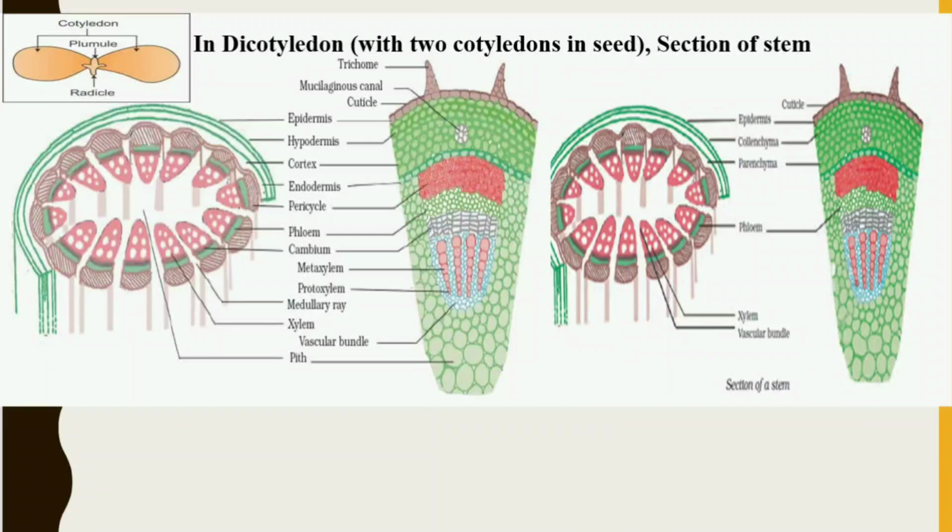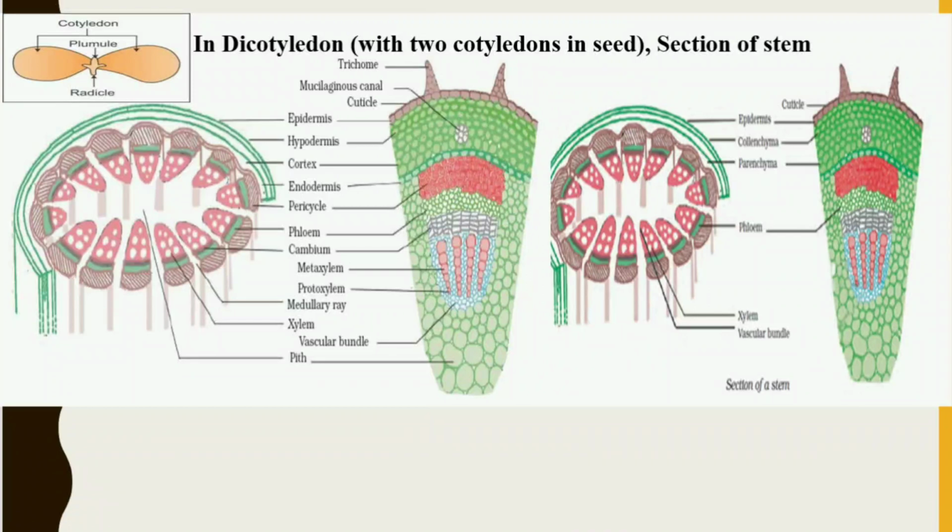So here you can see in the figure, there is a section of the stem. Most importantly, the first layer is the cuticle, which is mainly responsible for controlling the excess removal of water. So the excess amount of water in the form of water vapor will be removed from the aerial part, and this process is called transpiration. So to reduce the transpiration, cuticle will be responsible. Coming to the next part, epidermis. Epi is the outer, dermis means layer. So this is the outer layer of the stem.